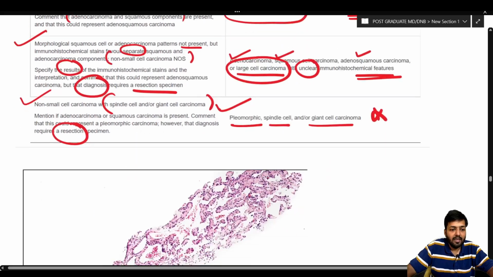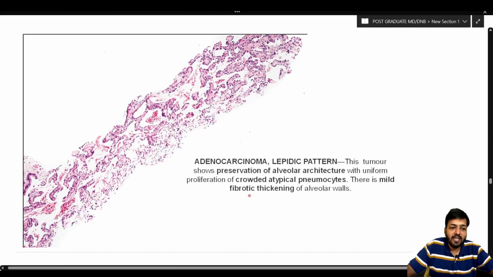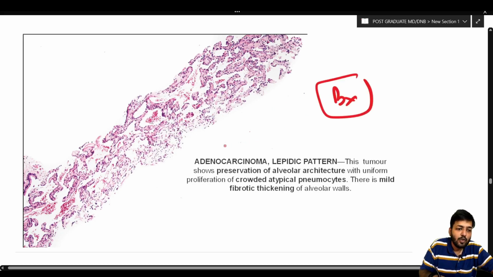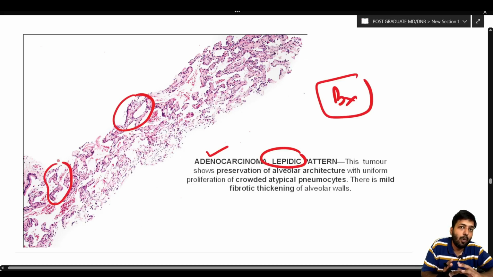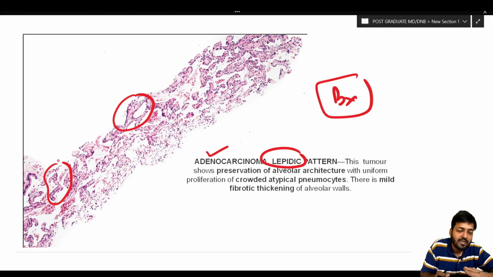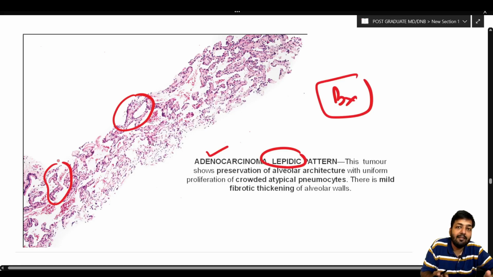Now we are going to see the different histopathological images. This is the biopsy, a histopathological lung tumor biopsy we are seeing. Over here, this is the adenocarcinoma lipidic pattern. We can only see the growth which is limited to the lung alveoli. There is widening of the alveoli, a little bit of fibrosis, and there is atypical growth of the tumor cells, but they are limited to the alveolar spaces. The tumor is showing preservation of the alveolar architecture.